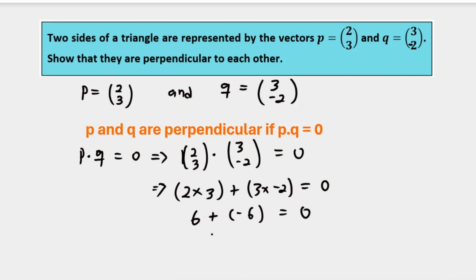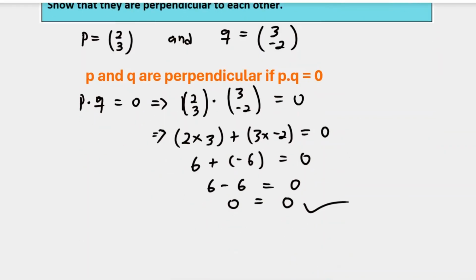Now, 6 plus -6 is the same as 6 minus 6. And now, we are supposed to get 0. Now, 6 minus 6 is 0. And 0 is equal to 0. So this is true. That means that the vectors P and Q are perpendicular to each other. So you can write that, therefore, P and Q are perpendicular.